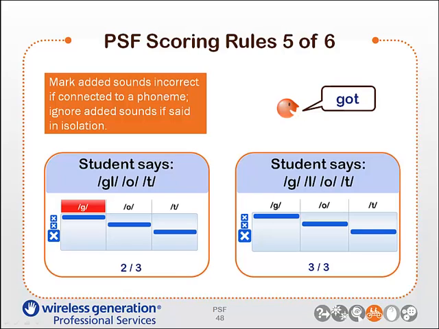You're going to mark added sounds incorrect if they were connected to a phoneme. However, you're going to ignore the added sound if the sound was said in isolation. So if you look at the examples on the screen, they indicated the first one as incorrect because they said gl instead of g. However, in the second segment, they said g, where they added the sound separate from the g, and it is not marked incorrect because it was just an added sound. So if a student blends an incorrect sound to a correct sound, that is counted incorrect. The added sounds are disregarded in scoring if they're separate from the other sounds in the word.